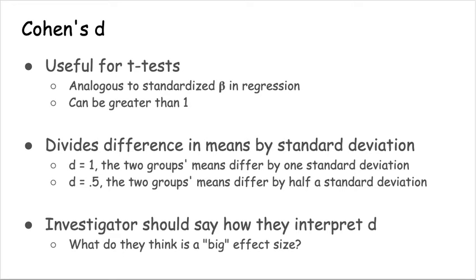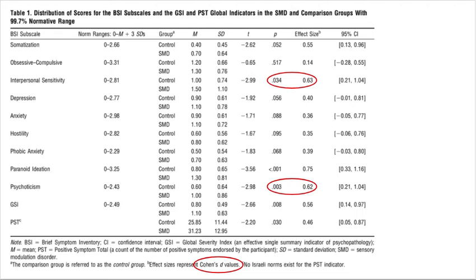Perhaps the most common and easiest to understand is Cohen's d, which measures the difference in means in terms of standard deviations. Cohen gave values for what he considered a small, medium, or large effect size, but these aren't universally agreed upon. A well-written paper will say what the investigators consider to be a large effect.